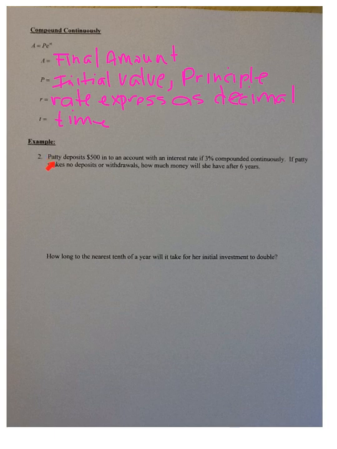The second problem here. Patty deposits $500 into an account with an interest rate of 3%. See what it says here? Compounded continuously. So when we see that, we know we should be using Pert. If Patty makes no deposits or withdrawals, how much money will she have after 6 years?